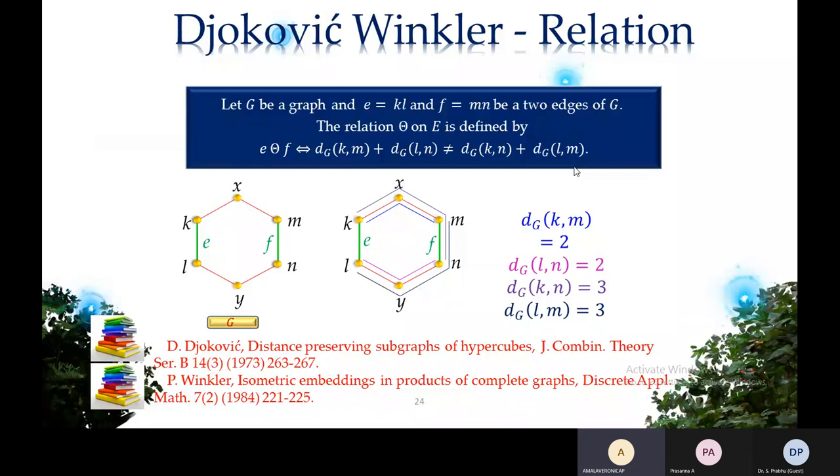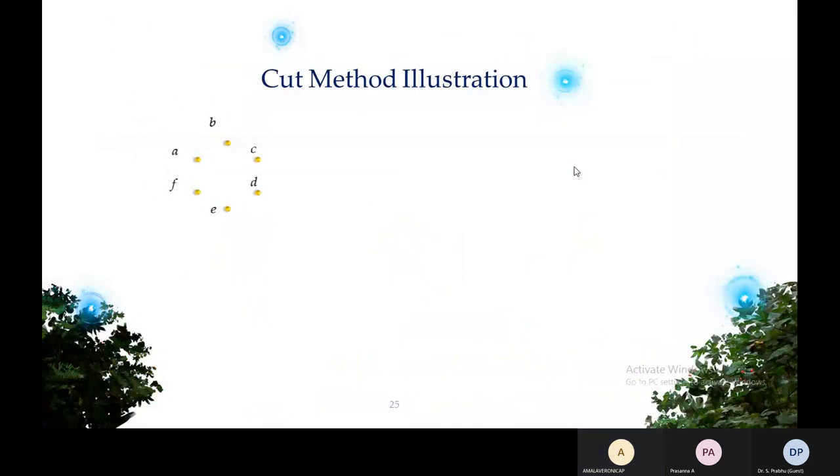Therefore, you can very well cut this, that is remove this E and F, in order to make the graph into two components. Both of them are convex subgraphs of the graph G. So if you do this process, you will be able to get your Wiener index by the following illustration.